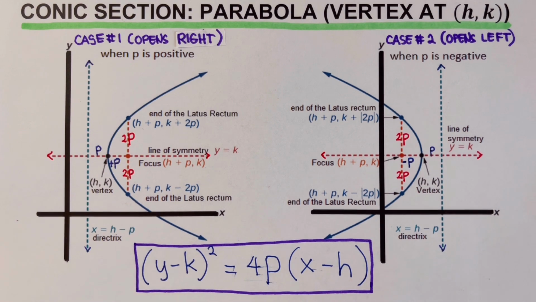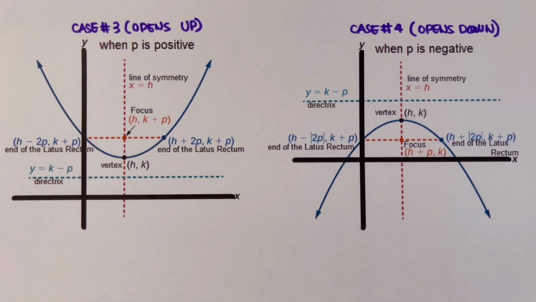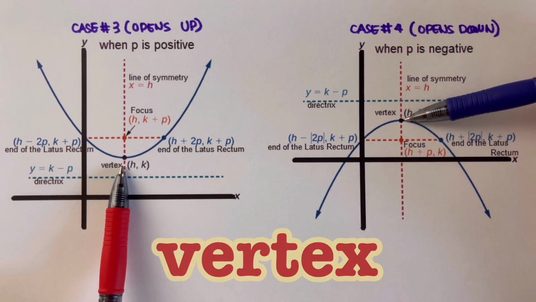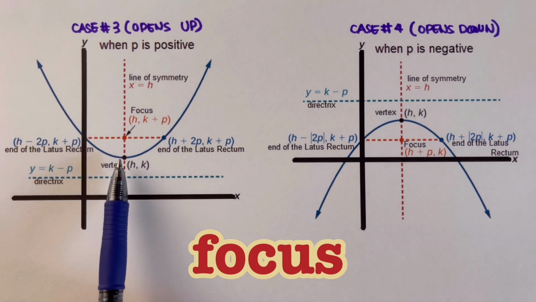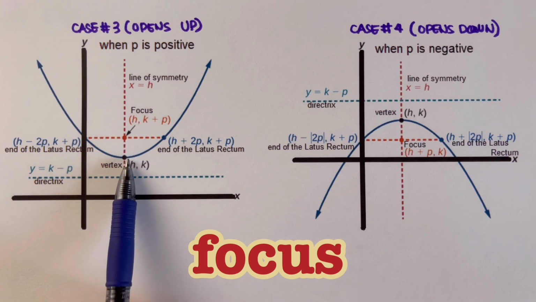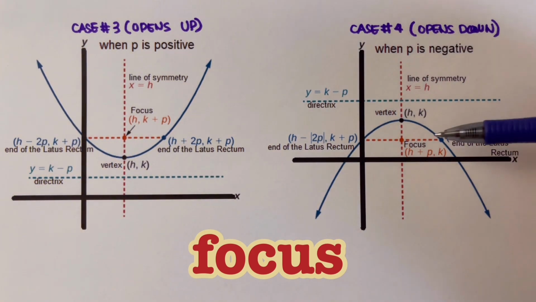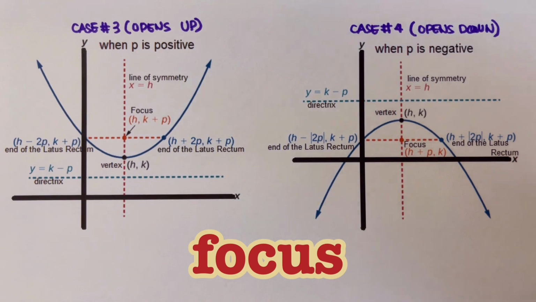Now let's have the third and the fourth case. The parts of the third and the fourth case are pretty much the same thing. We have the vertex. We also have the focus. Now, looking at case 3, we again remember that a parabola opens towards where the focus is from the vertex. Since our focus is located above the vertex, the parabola opens up. In this case right here, since our focus is below the vertex, the parabola will open down.